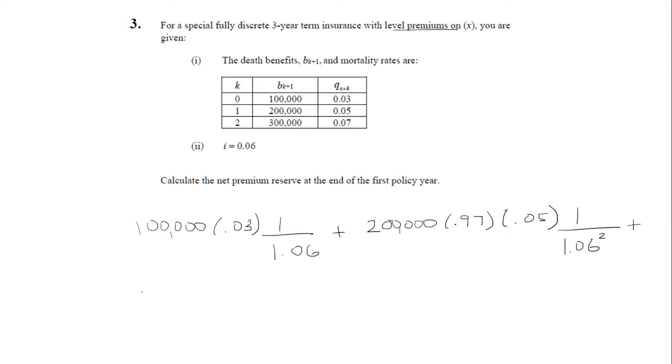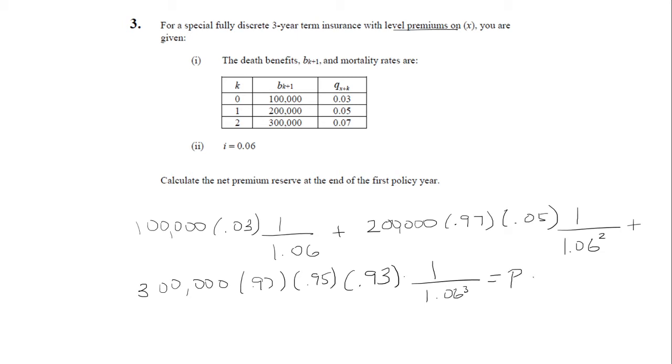If the person dies in year 3, they would get 300,000. If they survive 2 years and are currently in year 3, the probability is 0.97 times 0.95, and then dying in the third year is 0.93. Then we have to discount it back 3 years. And this would equal the expected present value of future premiums.